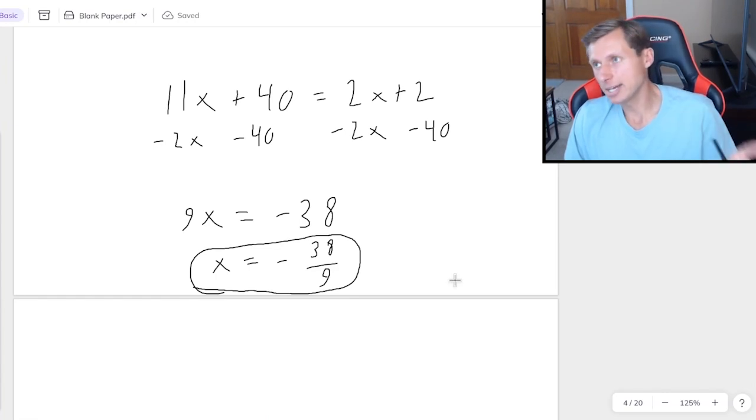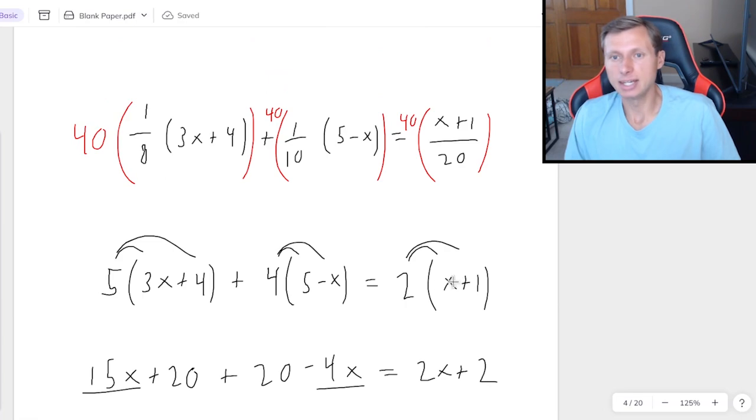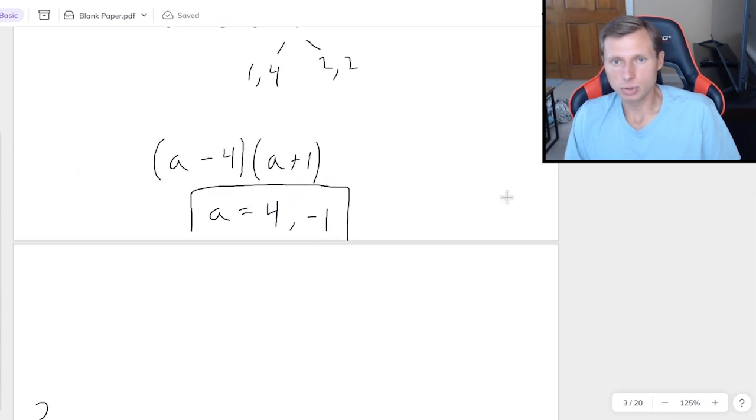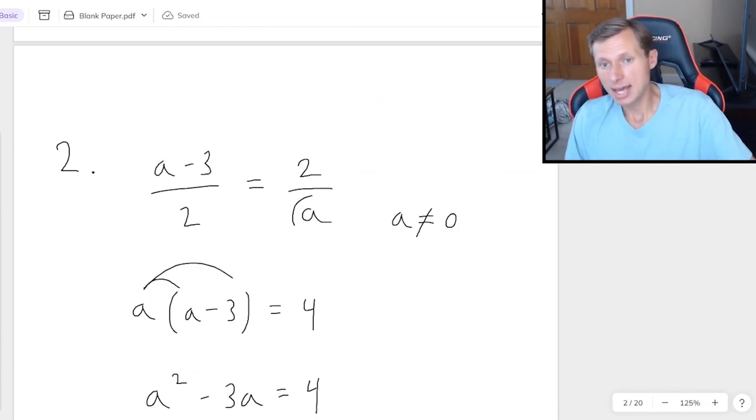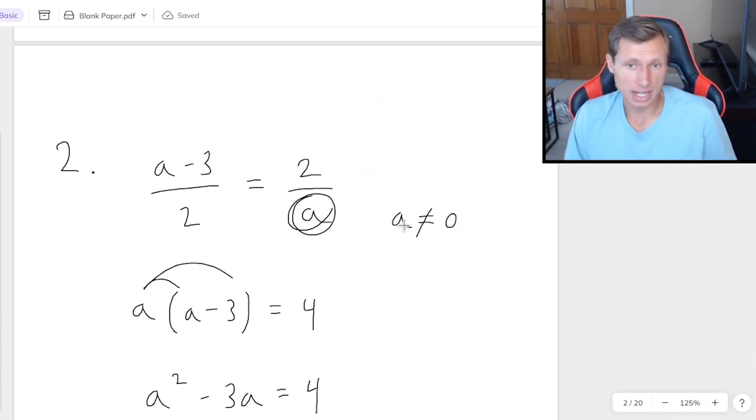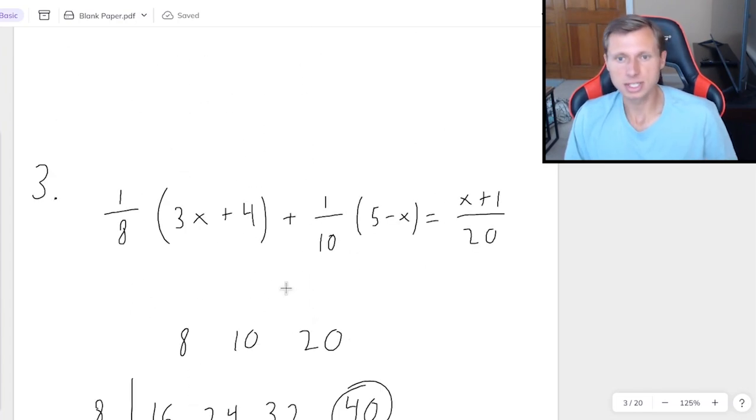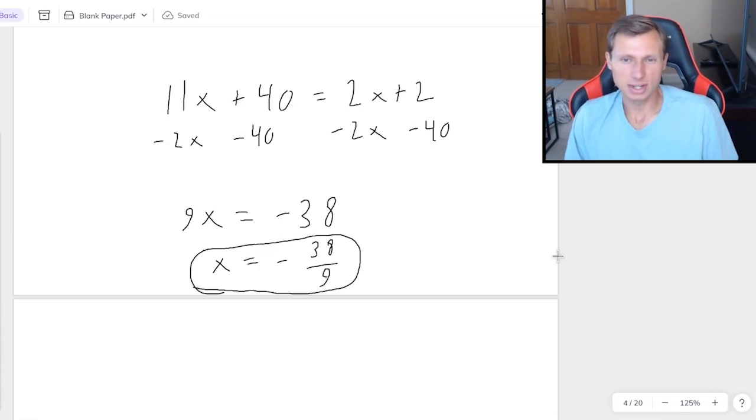And unlike the last one, where I had to worry about having a 0 in the denominator, that cannot happen here. Why not? Because there's no x's in the denominator. Look at number 2 real quick. See how we had that a or that variable in the denominator? That's when I have to start worrying about domain issues and having a 0 in the denominator. But since number 3 did not have any x's in the denominator, I don't have to check for that. And so the answer is negative 38 over 9.